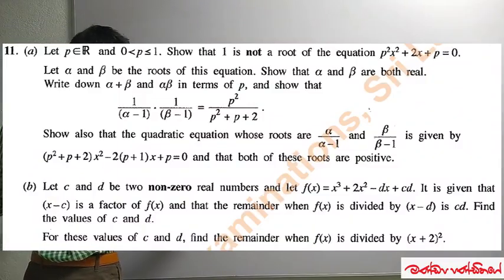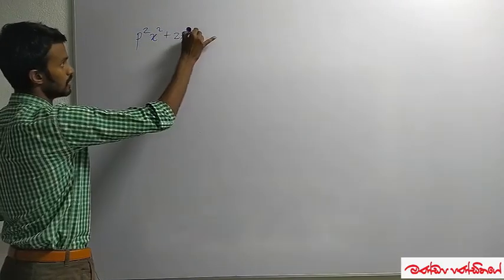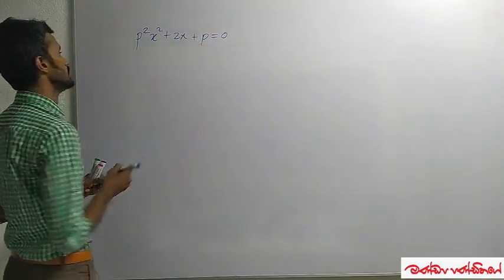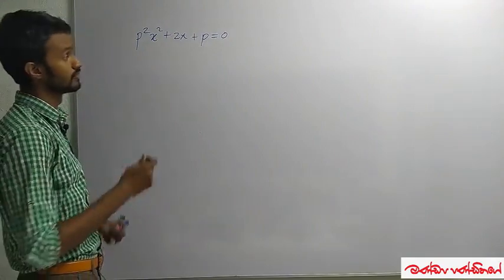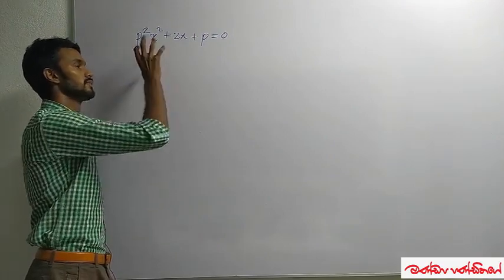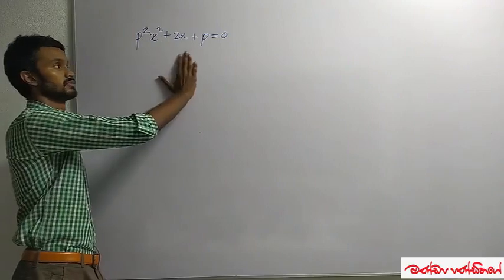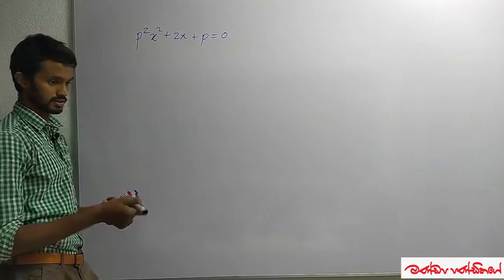Now you can see the question on the board. I'm displaying the question. If you don't have the question, you can pause the video and write it down. They have given us a quadratic equation, p squared x squared plus 2x plus p is equal to 0, and they're asking us to show that 1 is not a root. I know if 1 is a root and you substitute 1 for x, then the equation should be satisfied, which means the equation should be equal to 0. But they're asking us to show that 1 is not a root.